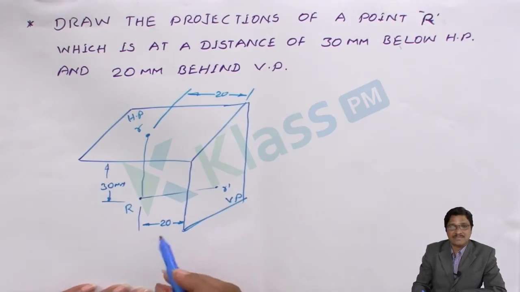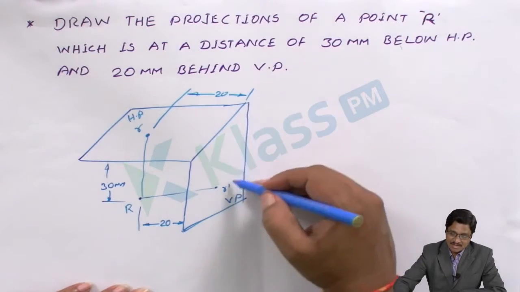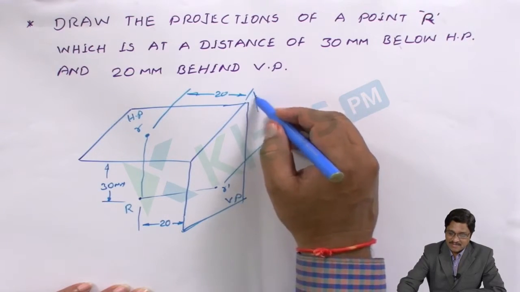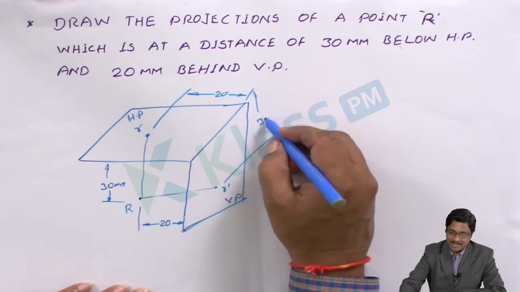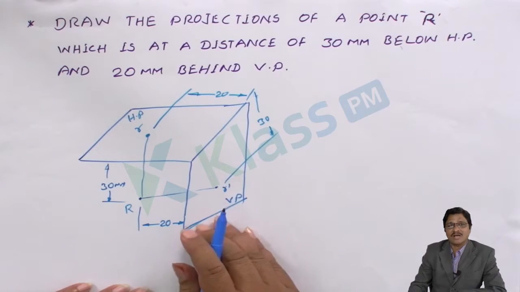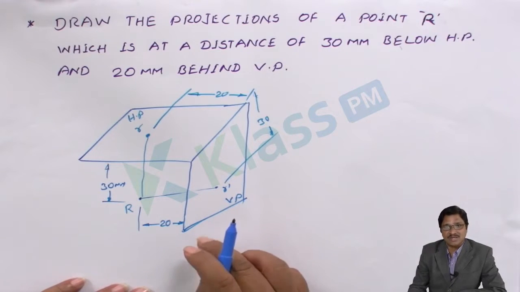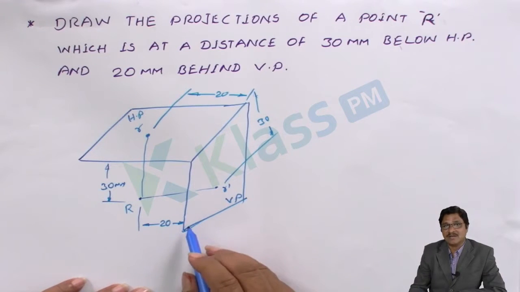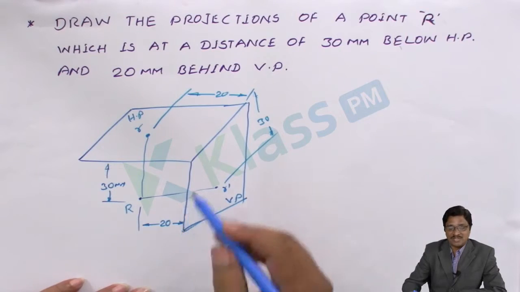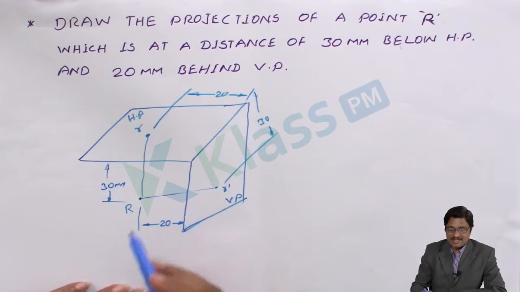I will get the respective top view. At the same time, compared to the reference plane, this is 30 mm below, and I will get the front view. So we already discussed a fundamental concept. The front view is always the projection on the vertical plane. It shows the details of the horizontal plane. The top view is the projection on the horizontal plane. It shows the details of the vertical plane.